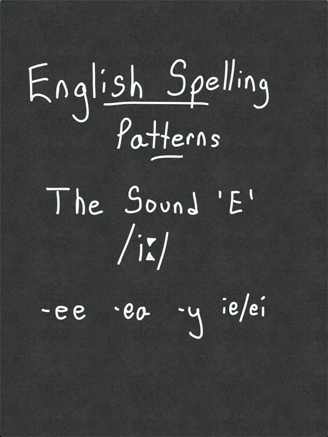In this video, we're continuing our series on English spelling patterns, in particular, the sound E in words when they are spelt with the letters EE, EA, Y, and the combination of either IE or EI. So let's take a closer look at these patterns.